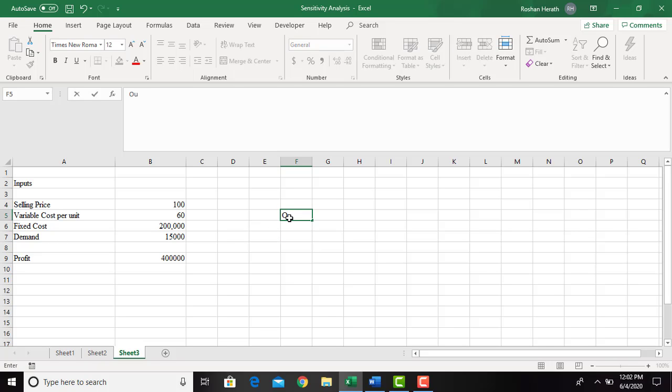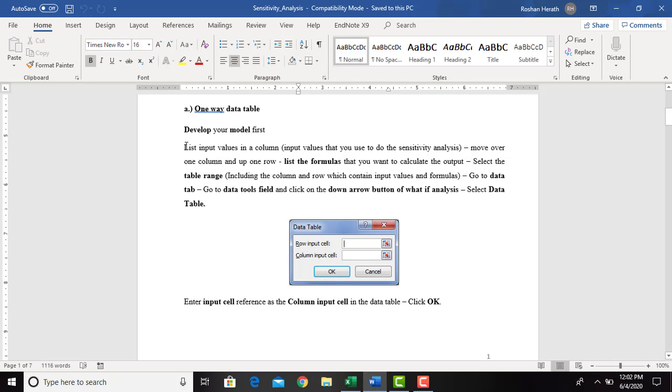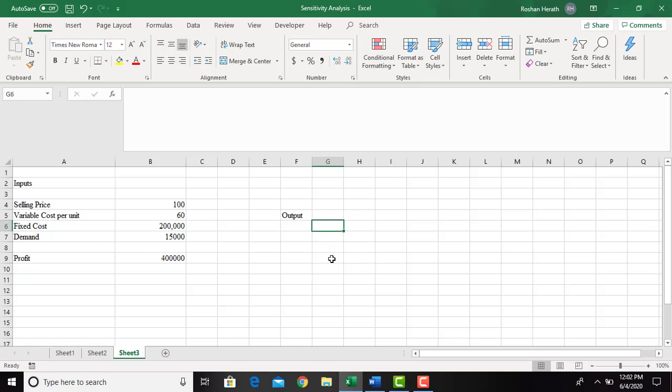So let's see this as our output. You may go to a certain area, and as it was explained in this, you have to list input values in a column. Okay? Let's take one column and let's list down the output. What is your input going to be? Your input is going to be the selling price. Let's say your selling price comes as 100. Let's try to see when there's a change in 10 rupees, how it's going to affect your output.